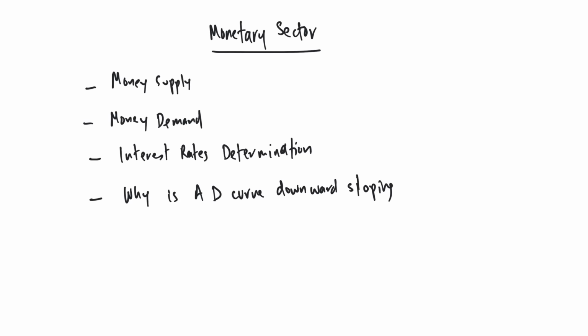In the second discussion, we look at your monetary policy. But right now, today, what we look at is money supply, money demand, how we determine interest rates, and then why the AD curve is downward sloping. In fact, within this, I'm going to write the interest rates effect.